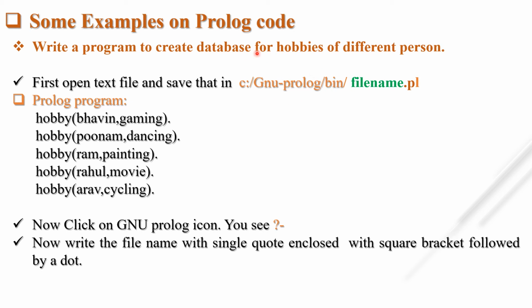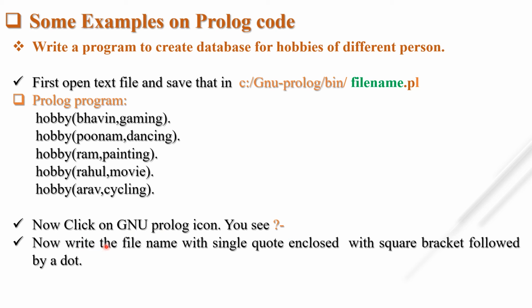Suppose I open a file named 1.pl and I write the Prolog program: Bhavin's hobby is gaming, Poonam's hobby is dancing, Ram's hobby is painting, Rahul's hobby is watching movies, and Arav's hobby is cycling. Then I close that particular .pl file. Then I have to click the GNU Prolog icon. When you install GNU Prolog, you have an icon of GNU Prolog on the desktop. Whenever you double click or single click on GNU Prolog, you can see the question mark prompt.